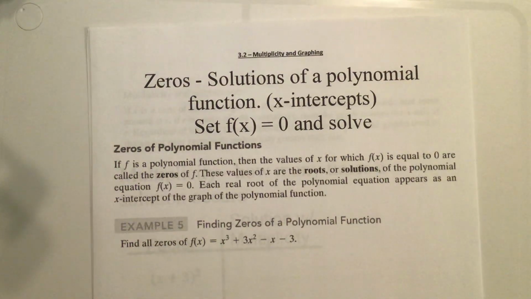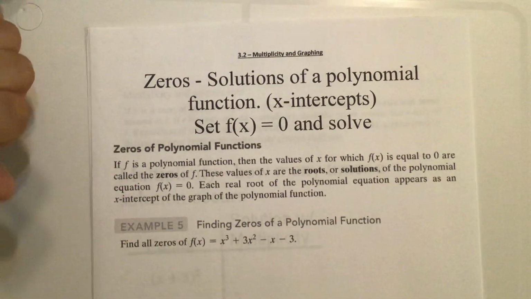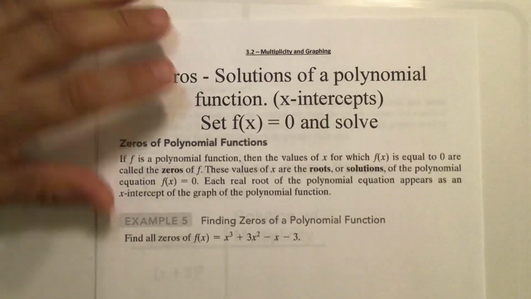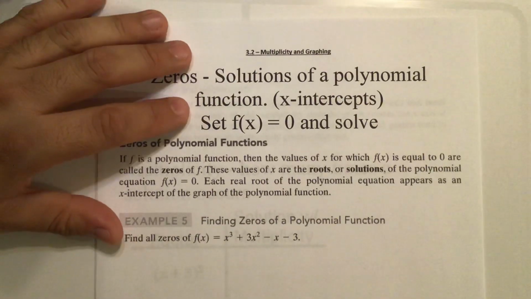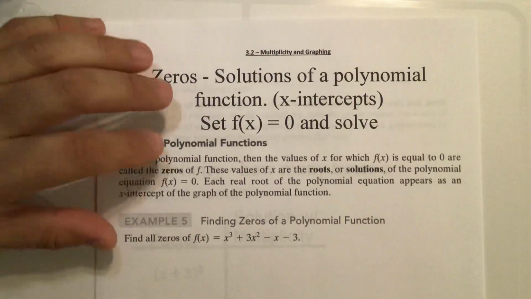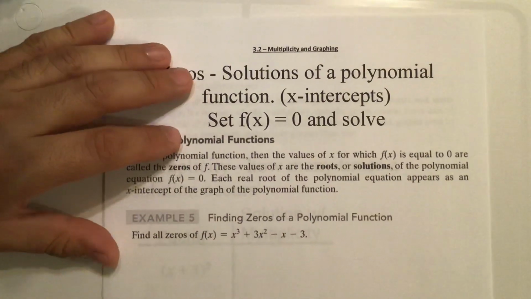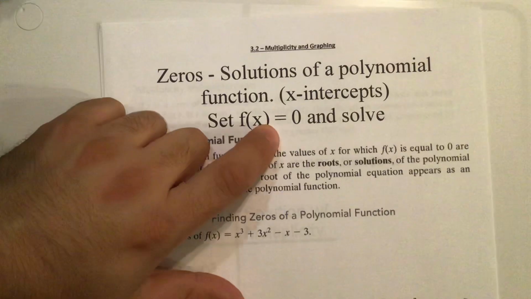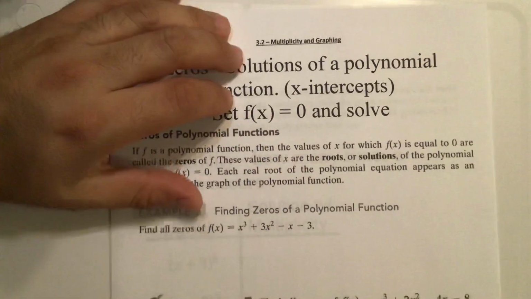All right, so these are going to be the notes for multiplicity, and then we'll do graphing the next day. First off, we're going to talk about zeros. Those are solutions of a polynomial function. So they're the x-intercepts. It's where the graph crosses or touches the x-axis. And it's fairly simple. It's what we've been doing the whole year. You set the function equal to 0, and then you solve it for x, okay?